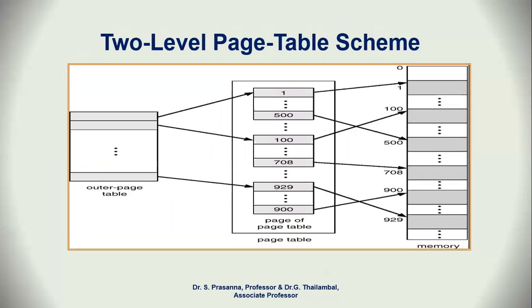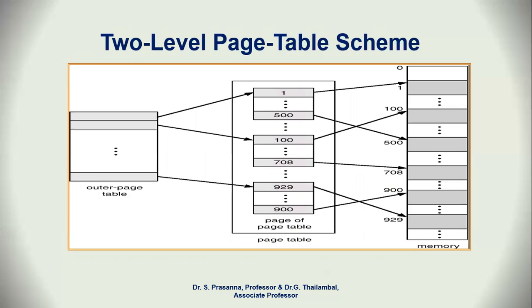So you can see that the outer page table is connected to each and every page table. The first one, pages 1 to 500, will be connected with only one page of the outer page table. So one page of the outer page table contains the inner pages of 1 to 500 lines. And similarly, it goes on. You can divide it into any types.